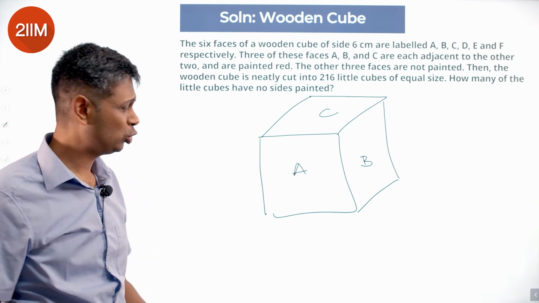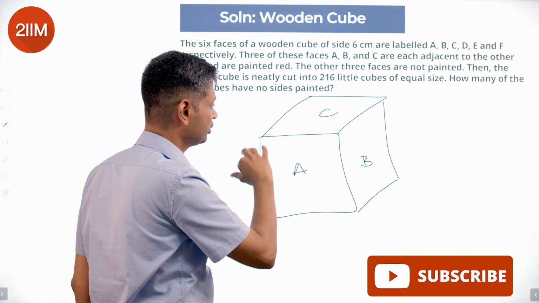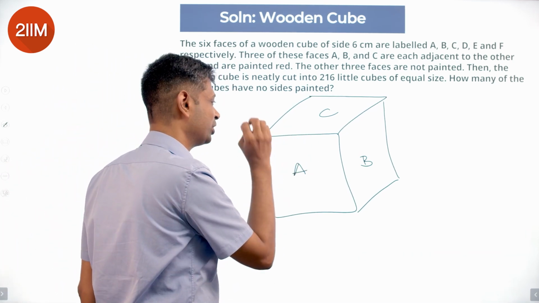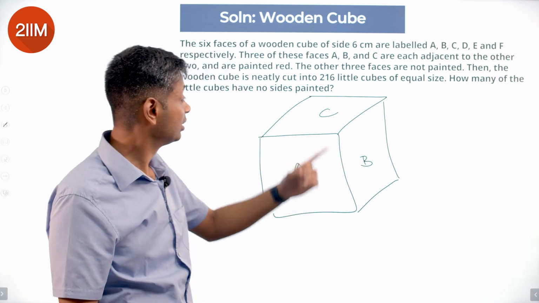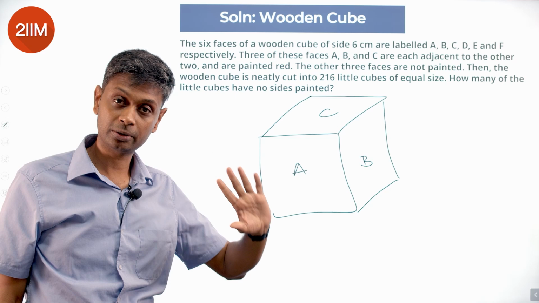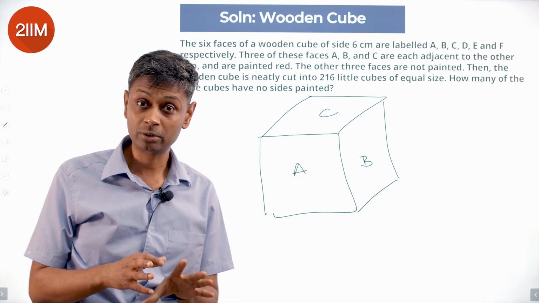Right? So think about it, no sides painted. There are 36 cubes sitting here, 6 into 6, that have some side painted. There are 36 sitting here that will have some side painted. 36 sitting here that will have some side painted. And so 36, 36, 36, but there's a lot of overlap within that.